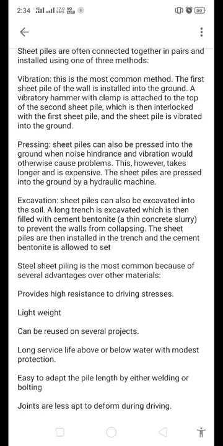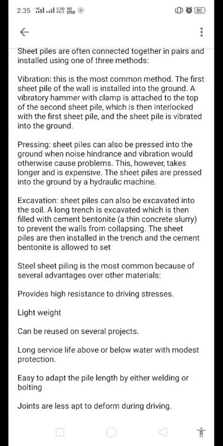Pressing: we have just seen one JCB pressing this sheet pile into the soil. Sheet piles can also be pressed into the ground when noise, hindrance and vibrations would otherwise cause a problem. However, this takes longer and is expensive. Pressing is somewhat more expensive than vibration.